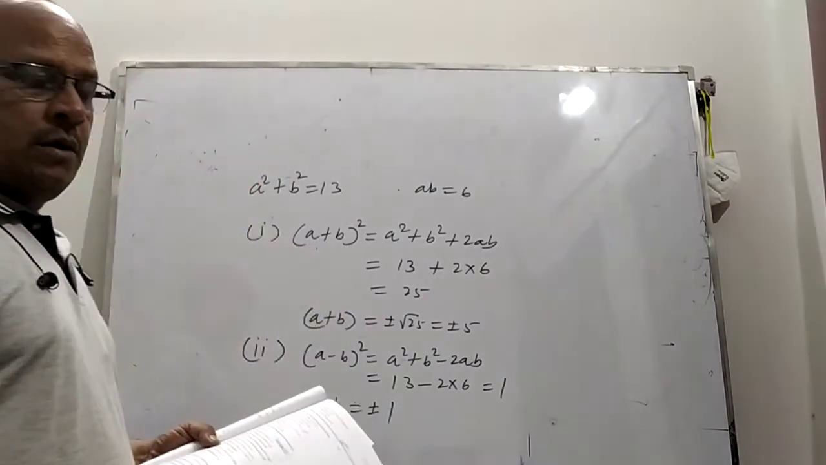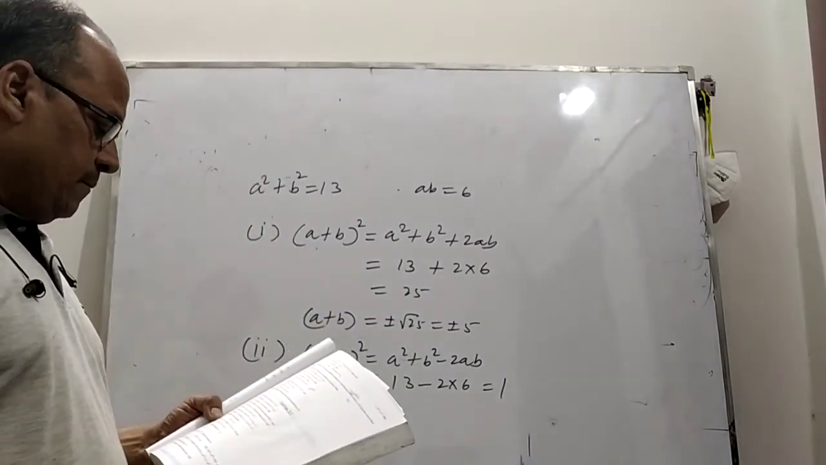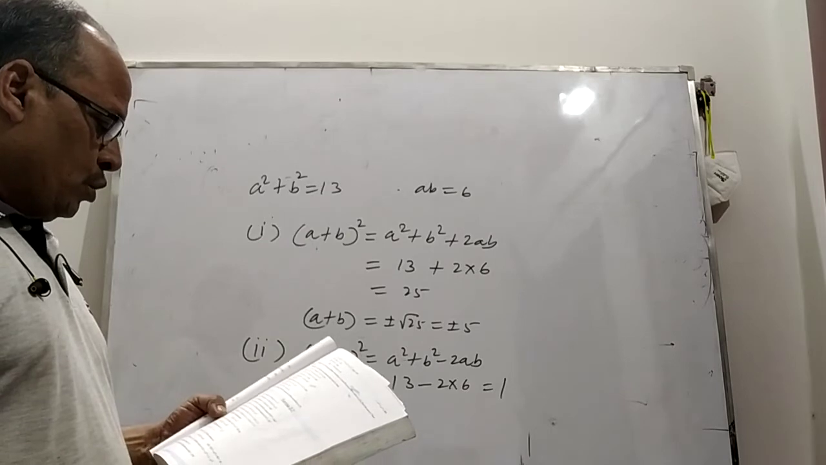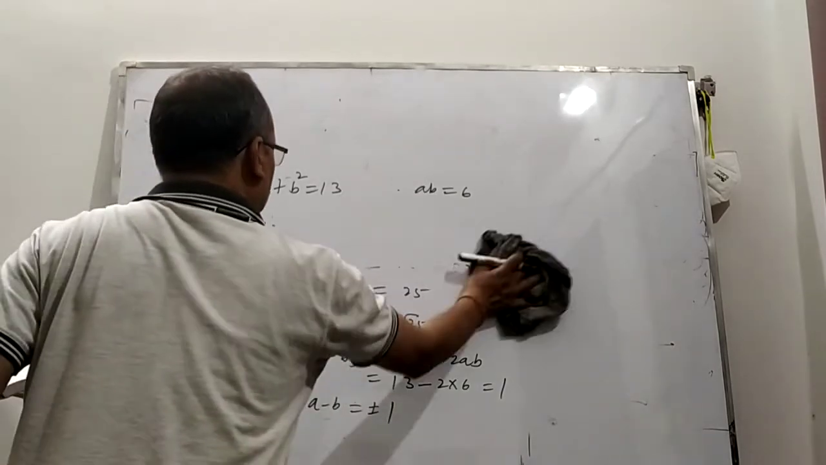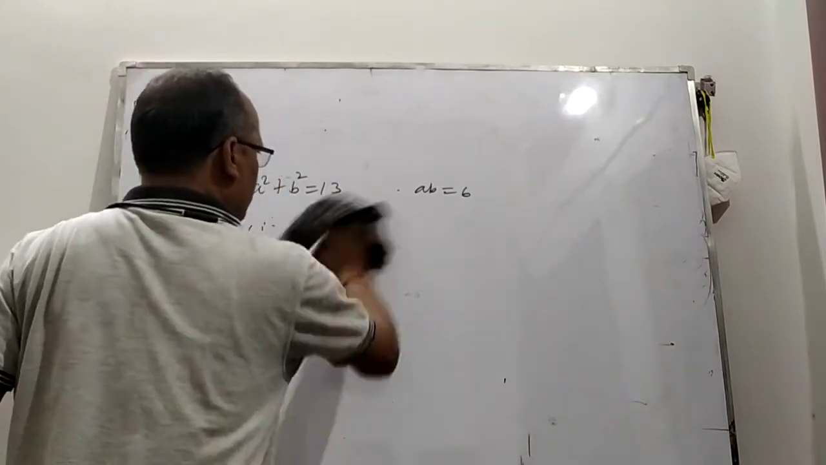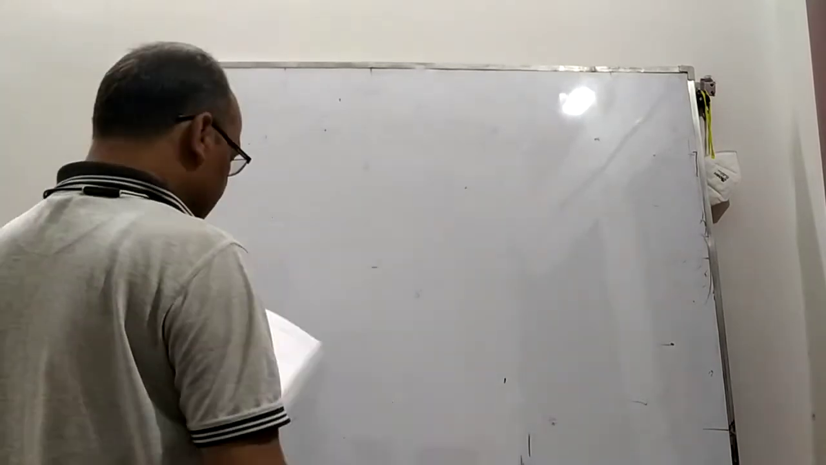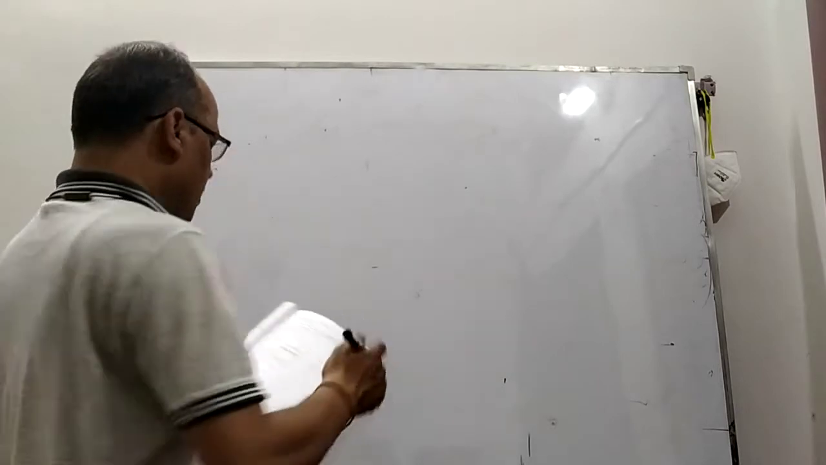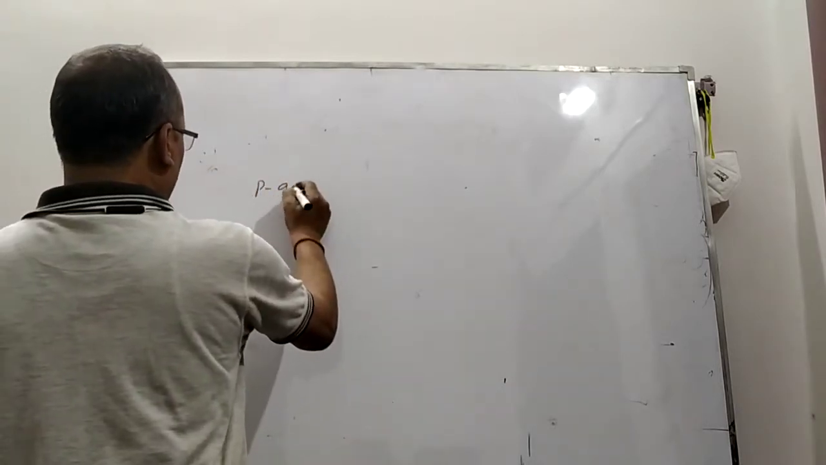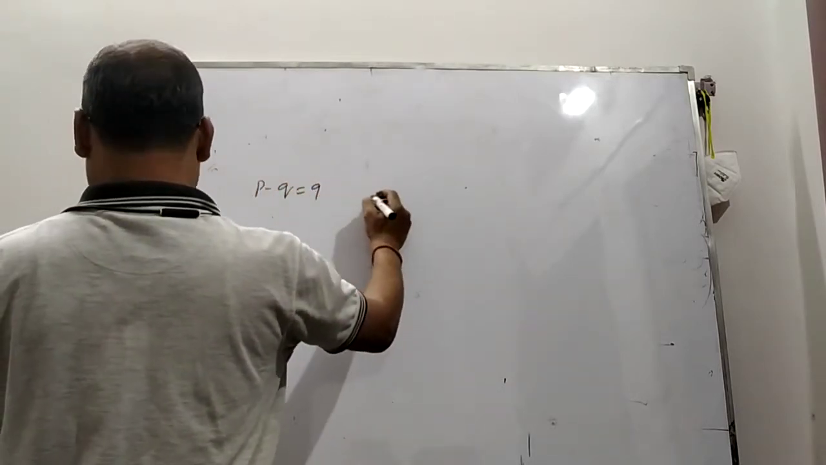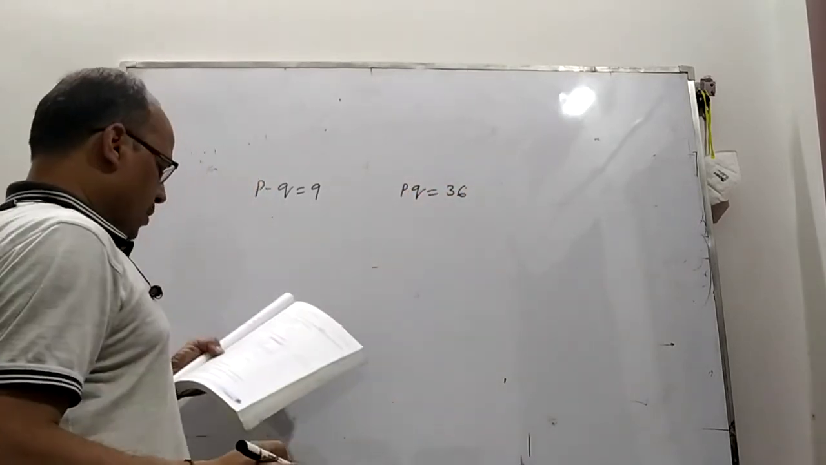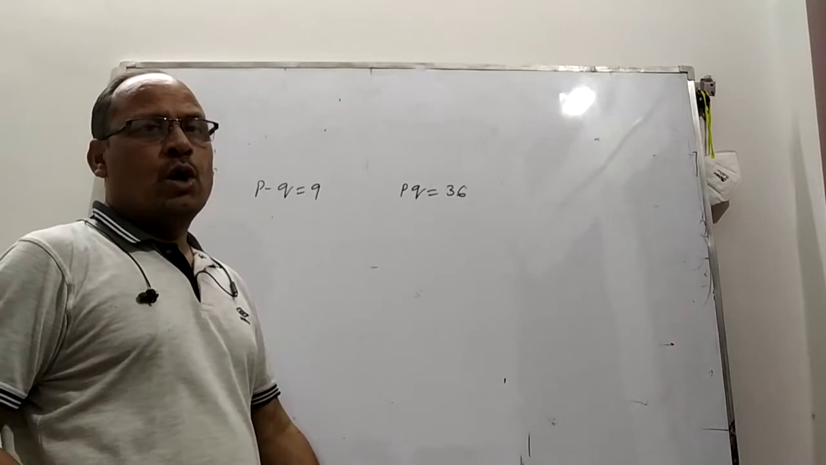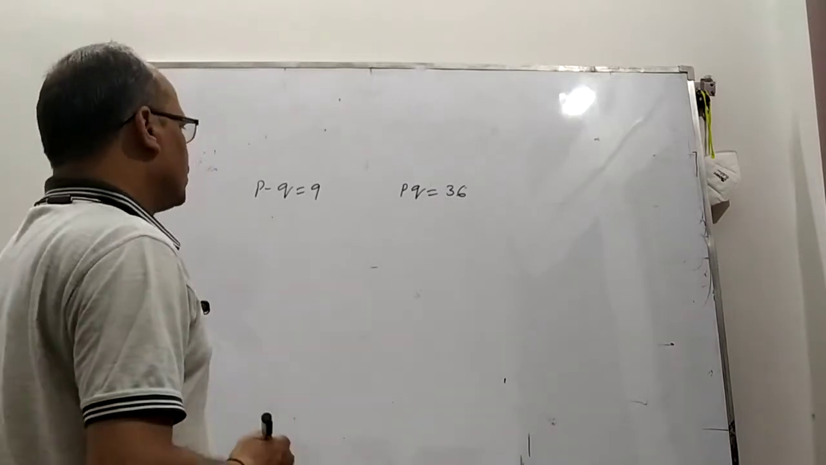Okay. Now you will see the question number 8. I am seeing question number 8. Better I will see this question. So P minus Q equal to 9, and PQ equal to 36. Find the value of P plus Q and P square minus Q square.